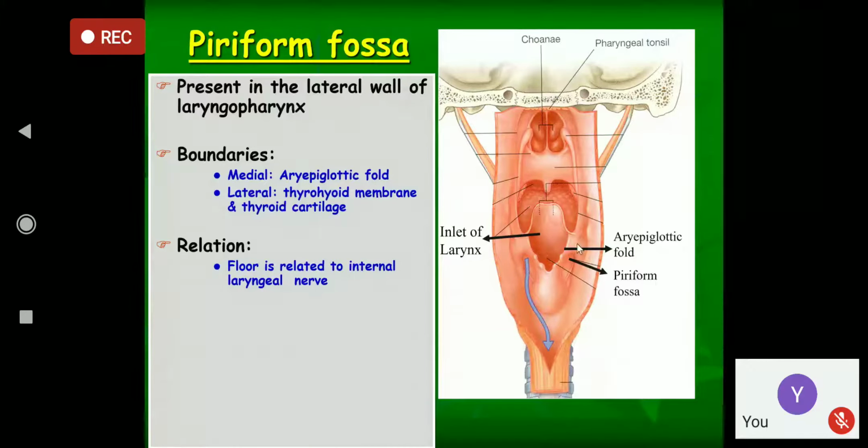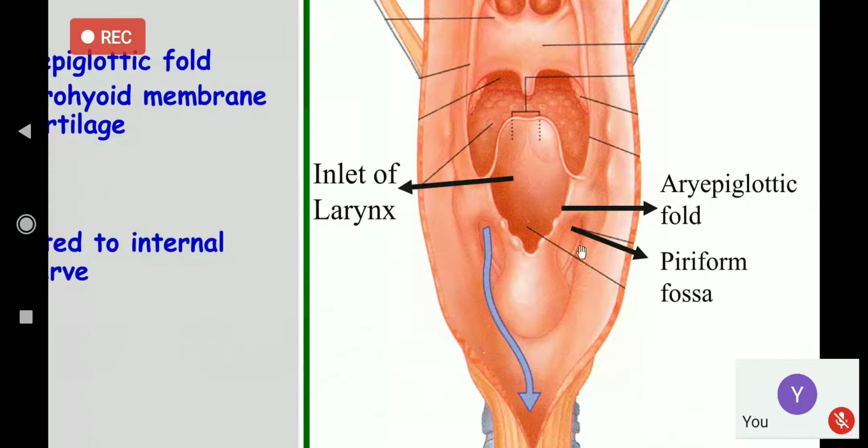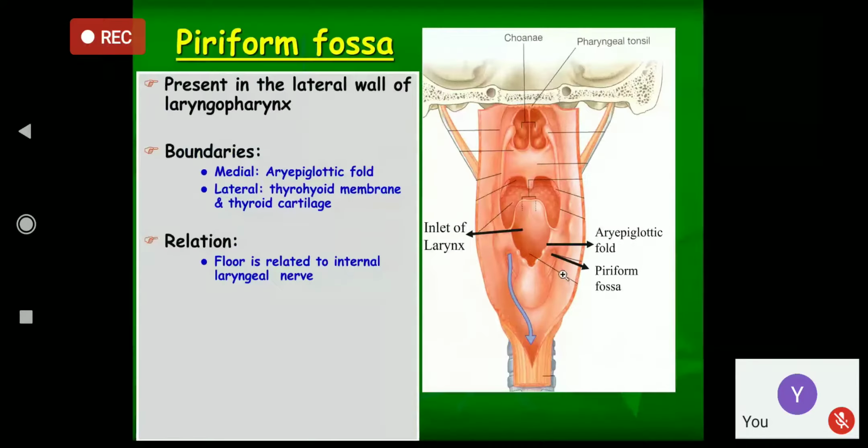Now can you see some fold over here? This one is the fold. Inside this one we have the internal laryngeal nerve. So the floor is mainly related with the internal laryngeal nerve. Now applied anatomy is here.